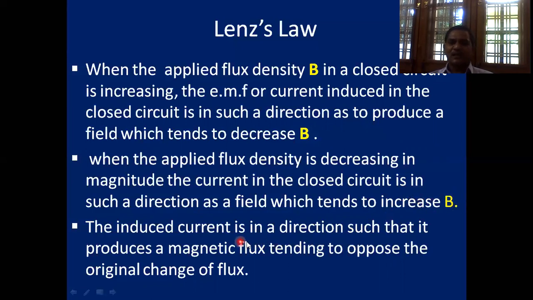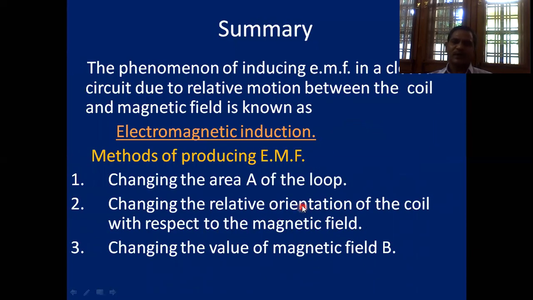Hence, the induced current is in a direction such that it produces a magnetic flux tending to oppose the original change of flux. Therefore, the phenomenon of inducing EMF in a closed circuit due to the relative motion between the coil and magnetic field is known as electromagnetic induction.